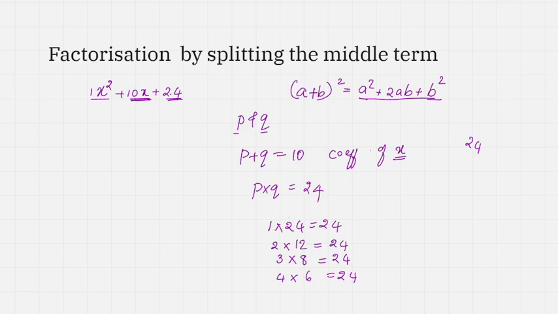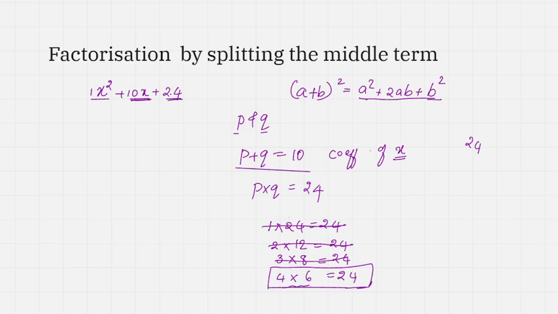Now we have to check which numbers will give the sum as 10. Here 1 plus 24 is not 10, so we cannot take this option. 2 into 12 is 24, but 2 plus 12 is also not 10, so we cannot take this either. 3 into 8 is 24, but 3 plus 8 is not 10, so we will not take this option. The last option left, 4 plus 6 is 10 and 4 into 6 is 24. So we got a combination such that the sum of the numbers is 10 and the product is 24. We will take this combination 4 and 6 to split the middle term.